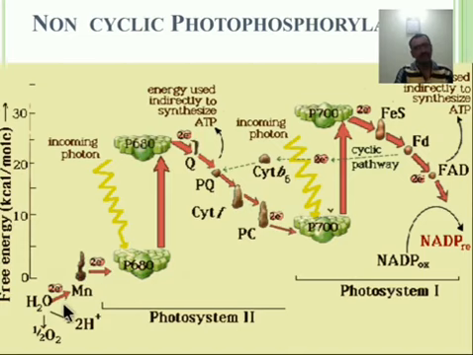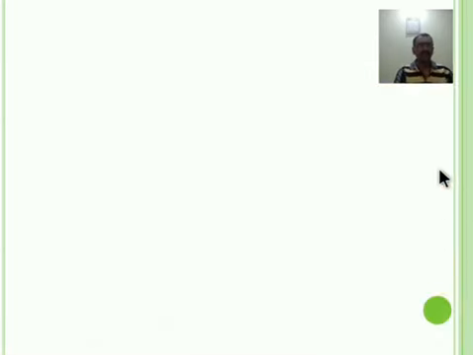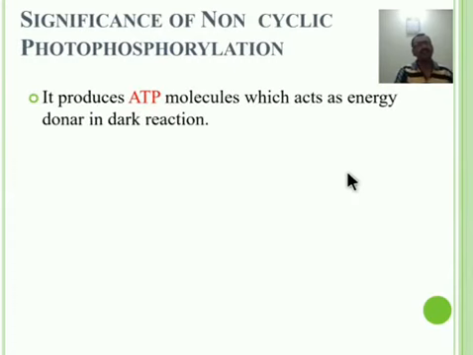The electron starts from here and goes toward the NADP. That electron does not come again toward the water molecule. So it is known as the unidirectional non-cyclic photophosphorylation. Okay. Second, what is the significance of non-cyclic photophosphorylation? First, it produces the ATP molecule which acts as an energy donor in the dark reaction.